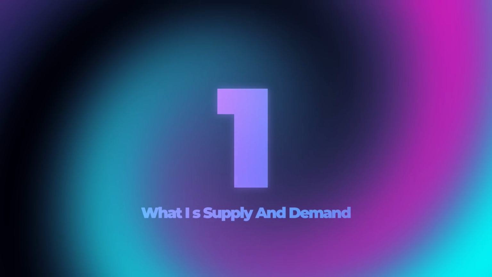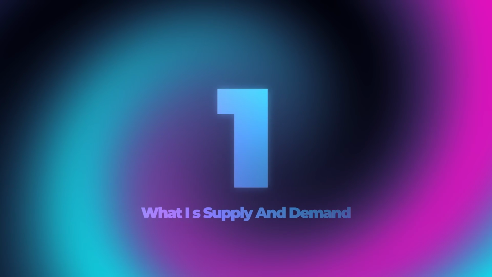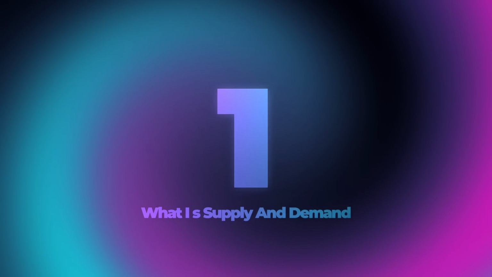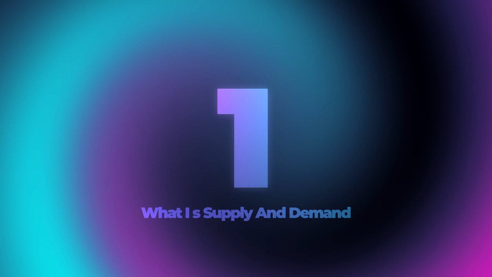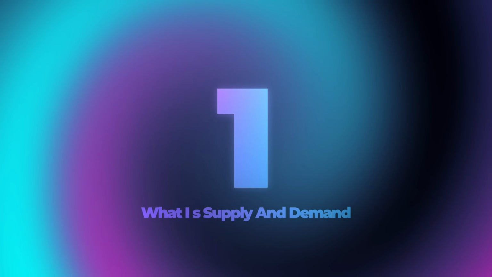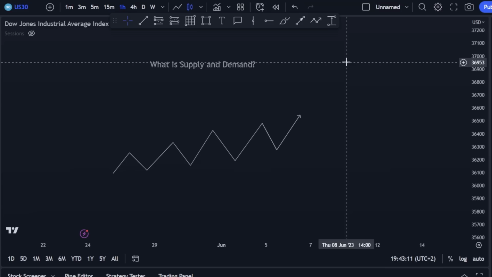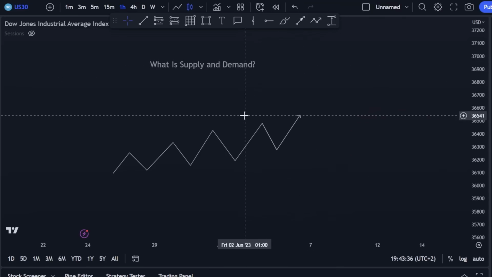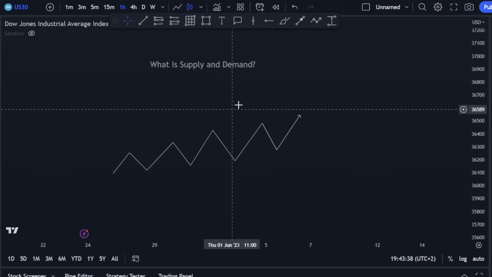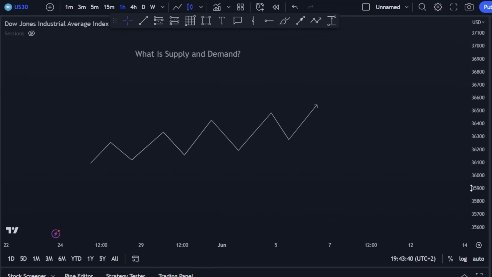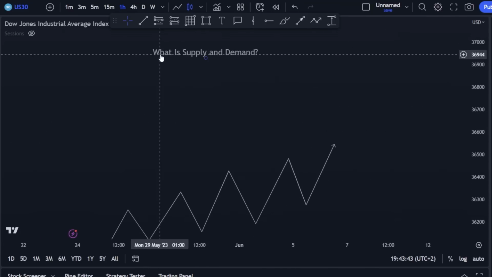Okay, so what is supply and demand? It's very simple, guys. When you want to sell something, there needs to be a supply, okay? And when you want to buy something, there needs to be a demand. It's that simple. Supply is sell and demand is buy. That's how I remember it. S for sell and D means buy. So just remember, if you get confused, supply is sell.